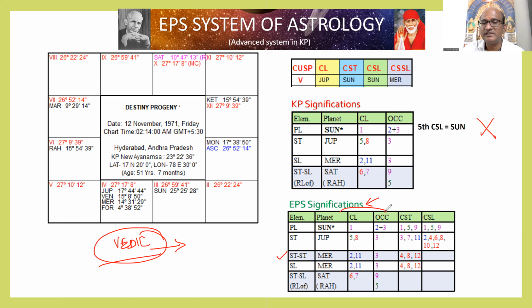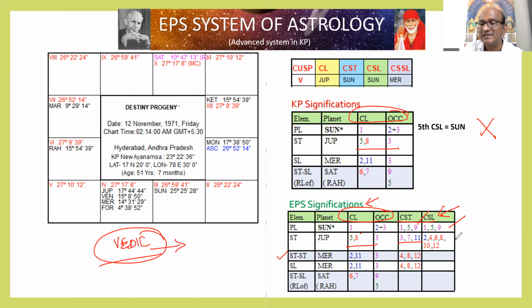You see, CSL only we take here, but here CST and CSL also we have taken. We know that Sun is the 5 and 9 cuspal sublord and also star lord. Good, that is what we are studying in this planet. Now that Sun is in the star of 5, 8, and 3, that is good. And the star lord for 3, 7, and 11 is also good, adding value to this. But it is the 8th lord. Still, the 5th is supported by 3, and further supported by 3, 7, and 11.